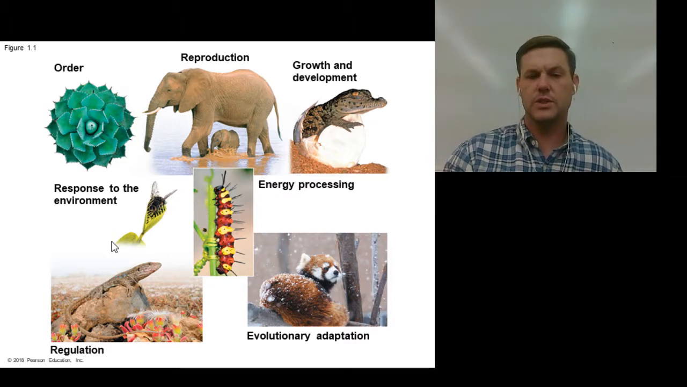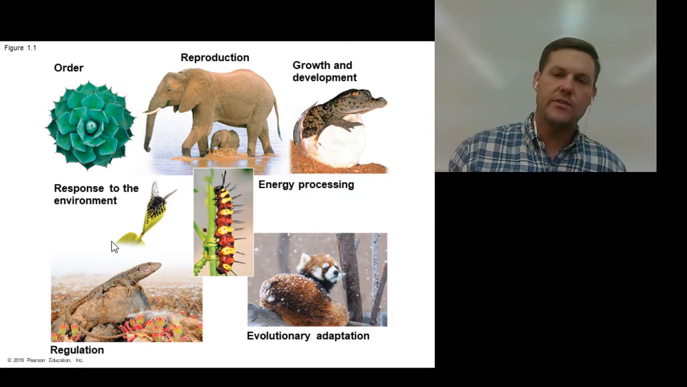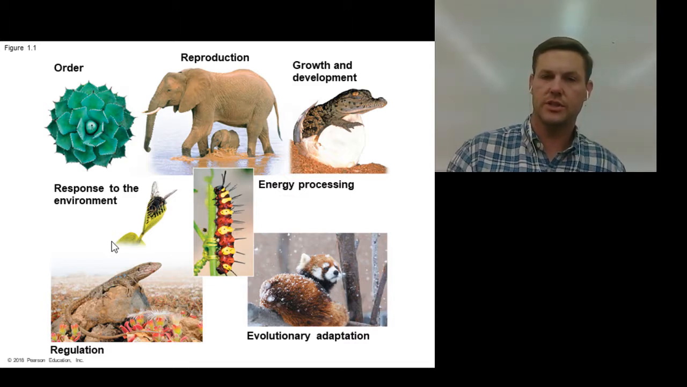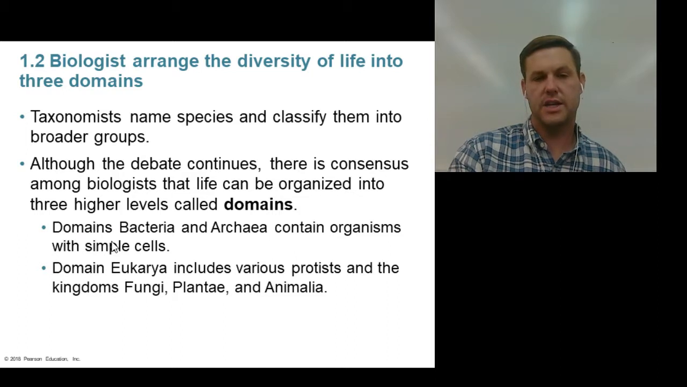Next is regulation. You can see the lizard up on the rock regulating its body temperature. That speaks to the drive to maintain some level of homeostasis within the organism. You could consider an optimal internal balance that each organism wants to follow. And then the final property of life is evolutionary adaptation.